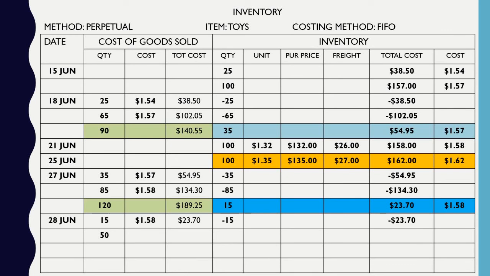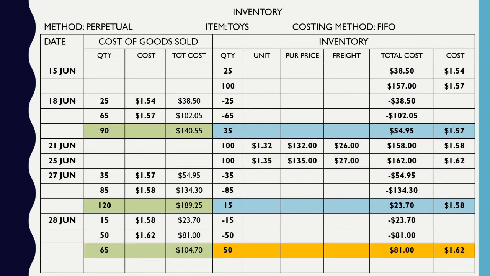And then again, I only have one batch of inventory left, my orange batch, and I need to sell 50 items more to get me a total of 65. So that's going to be at $1.62. And then I'm going to go ahead and take that out. So that means at the end of the day, I sold a total of 65 units, giving me an ending balance of 50 units left in my orange batch of inventory.